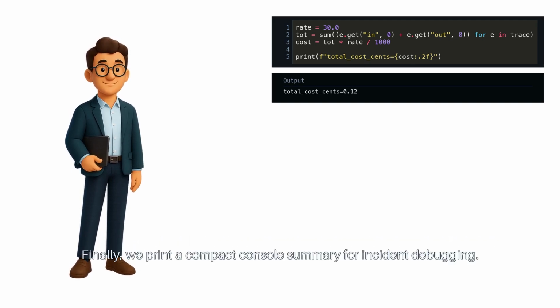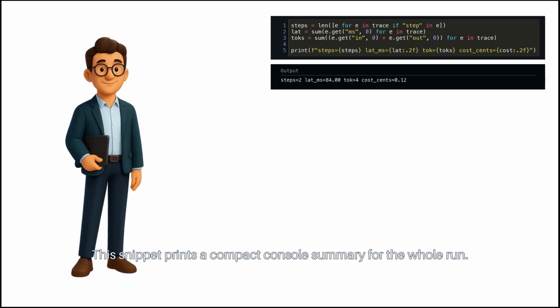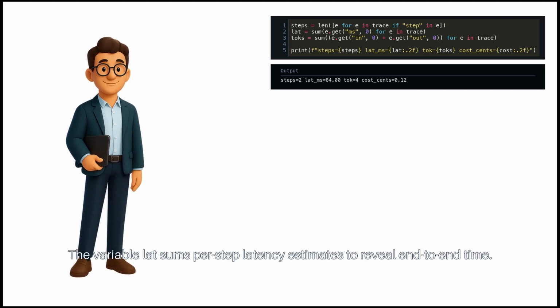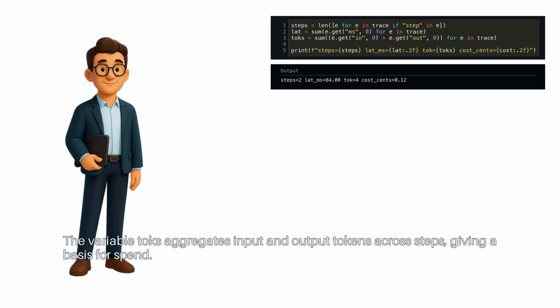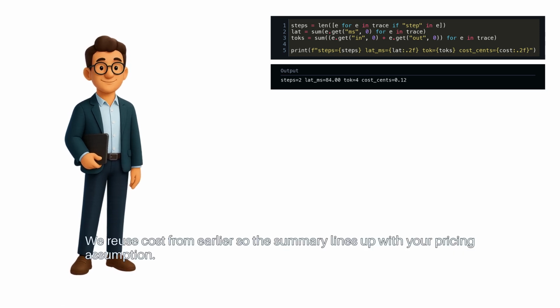Finally, we print a compact console summary for incident debugging. This snippet prints a compact console summary for the whole run. The variable steps counts traced operations, so you know how many stages executed. The variable lat sums per step latency estimates to reveal end-to-end time. The variable tokens aggregates input and output tokens across steps, giving a basis for spend. We reuse cost from earlier, so the summary lines up with your pricing assumption.